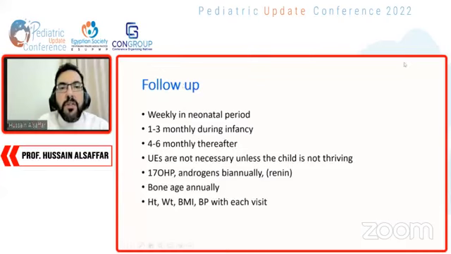The follow-up is usually arranged weekly in the neonatal period, once every month or 3 months during infancy, and then every 4 to 6 months thereafter. Ultrasounds are not necessary unless the child is not thriving, and usually we check the 17-hydroxyprogesterone and androgens biannually, depending on the lab facilities that we have. You could check the renin as well, and the bone age annually. Height, weight, BMI, and blood pressure are checked with each visit.